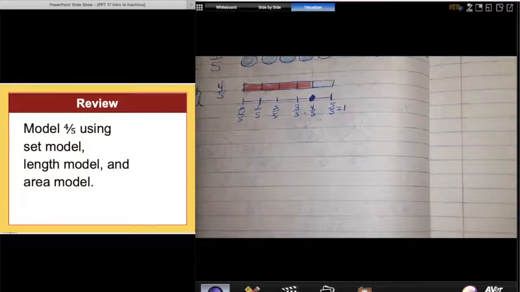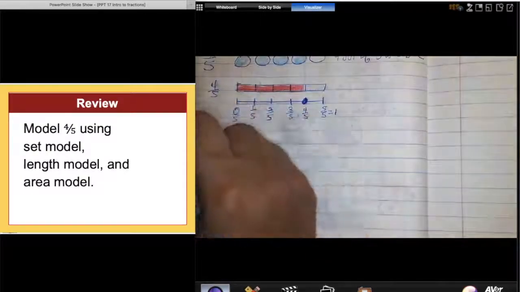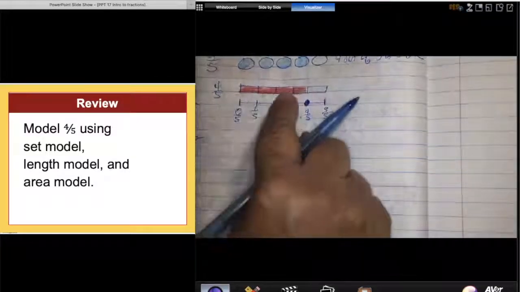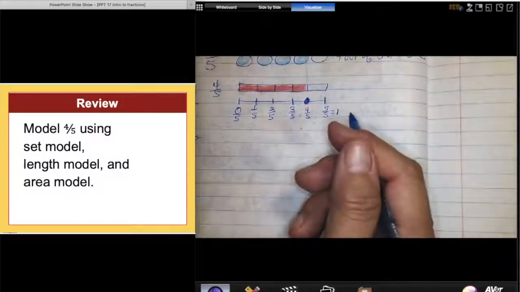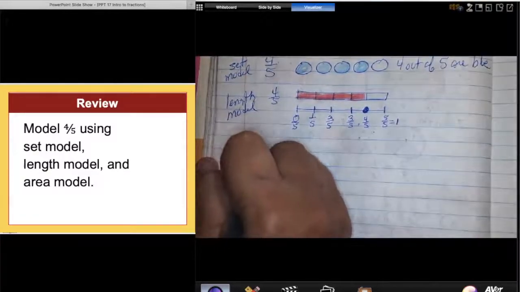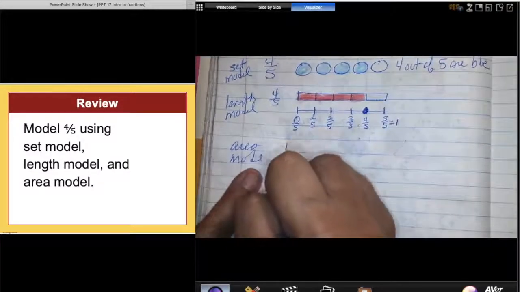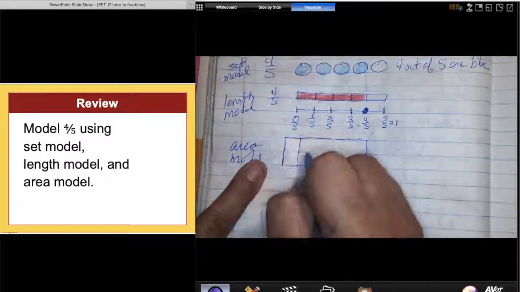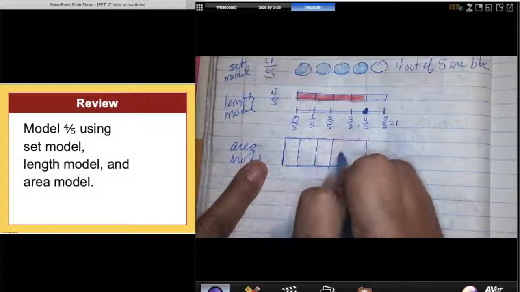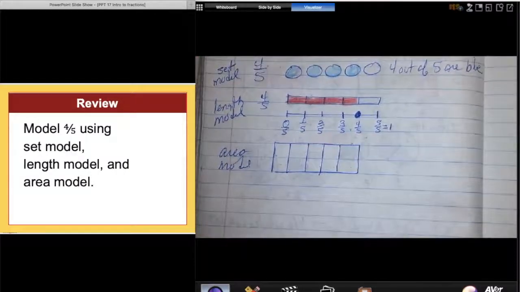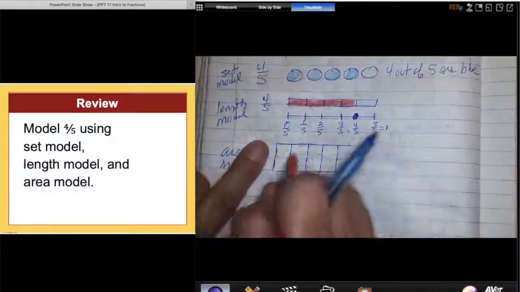And the area model. Now the area model, be careful, it also looks like a fraction strip, only I would make it more like a rectangle. Draw a rectangle. One, two, three, four, five. So it's very similar to this one right here.